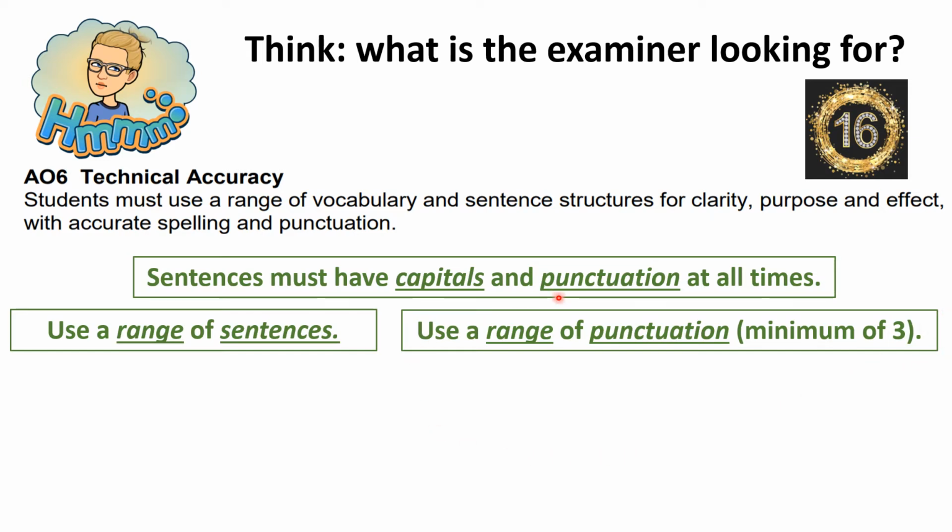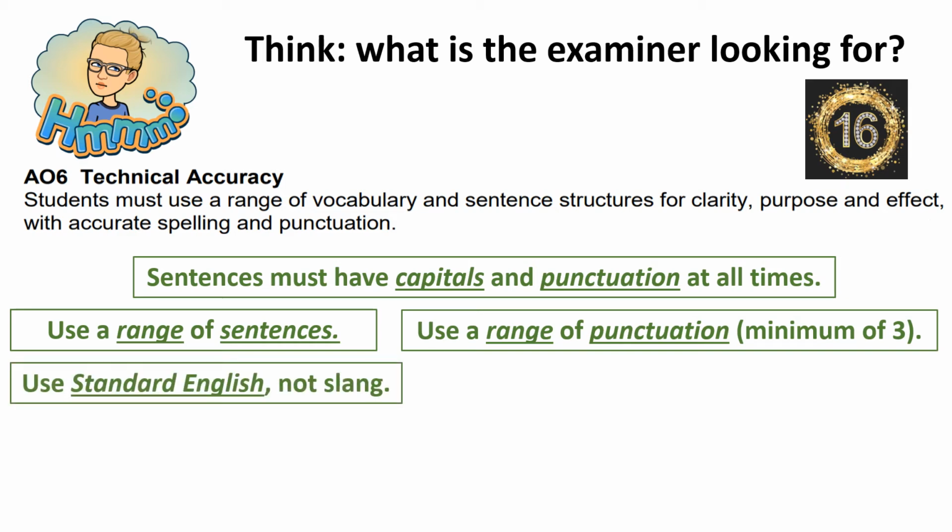So a range of punctuation, minimum of 3. That doesn't mean using a question mark 3 times. That means using 3 different types of punctuation. And as an examiner, I have gone through pieces of writing and counted how many types of punctuation they've used. So range means a minimum of 3.